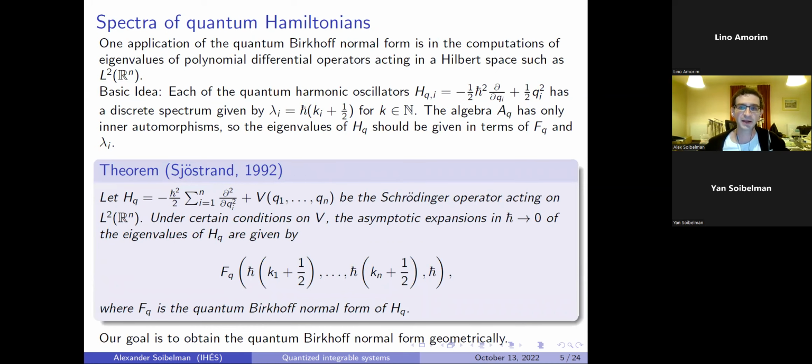quantum Birkhoff normal form. Something I didn't say in the previous slide is that the automorphisms of this algebra that are used to bring it to this quantum Birkhoff normal form are inner automorphisms. So it's conjugation with an element.